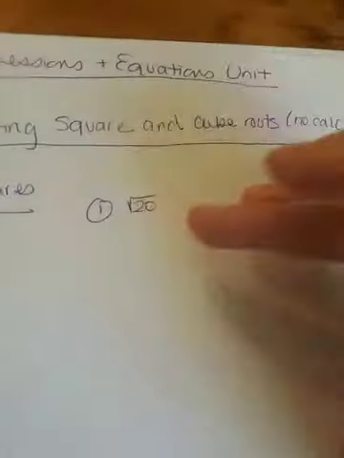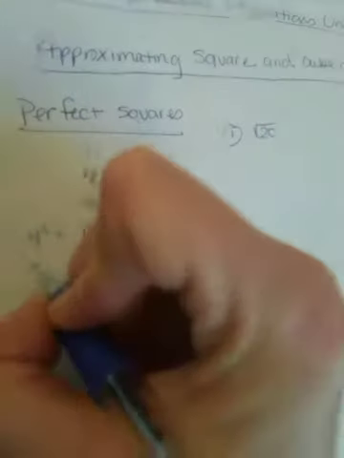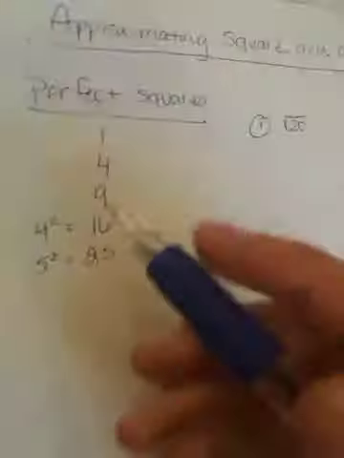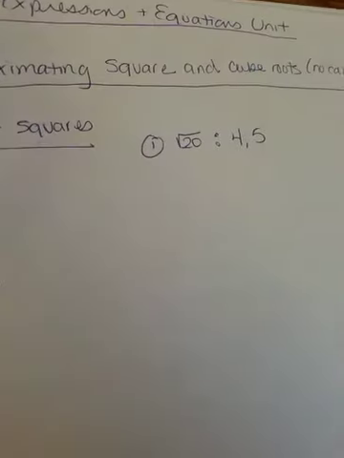What is it actually between? So to figure that out, well, how did I get 16? Remember, 16 is 4 squared, and 5 squared is 25. So the square root of 20 is between 4 and 5. So my answer, I would just write 4, 5. I write the smaller number first.